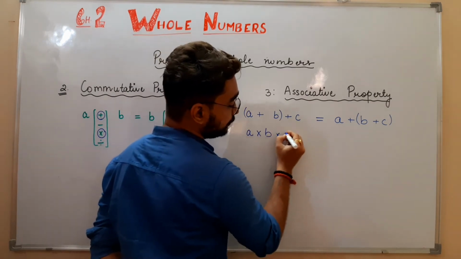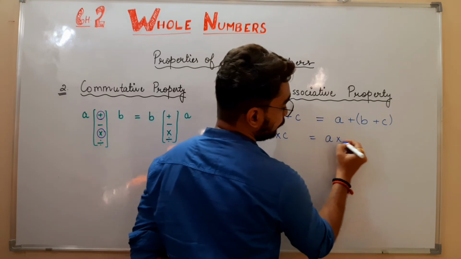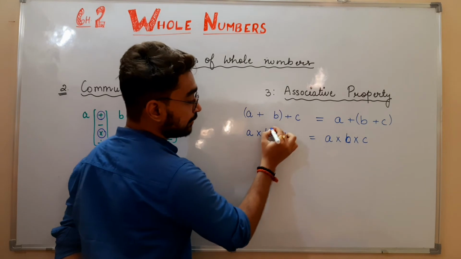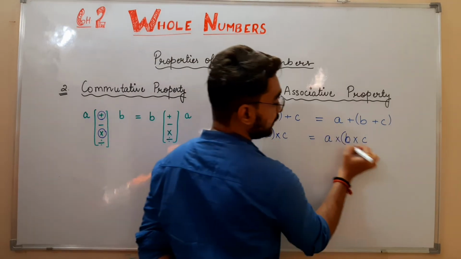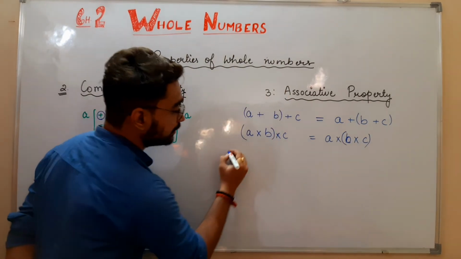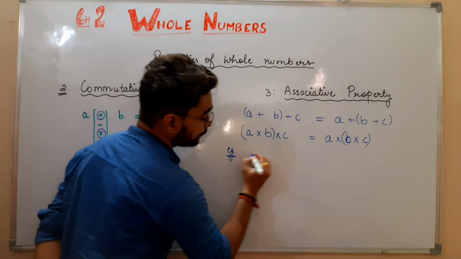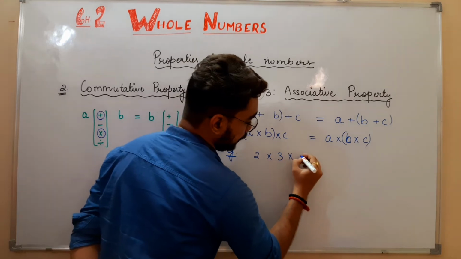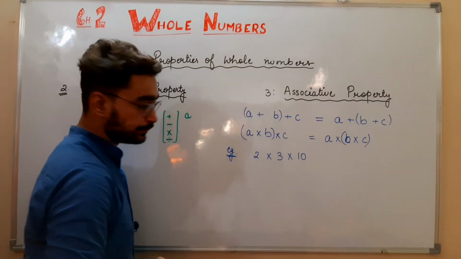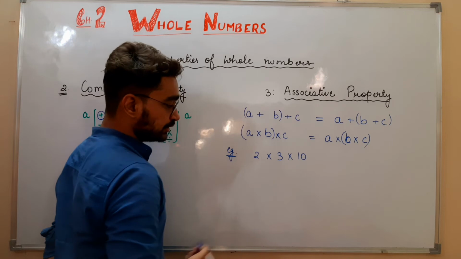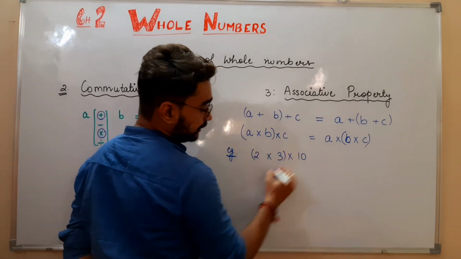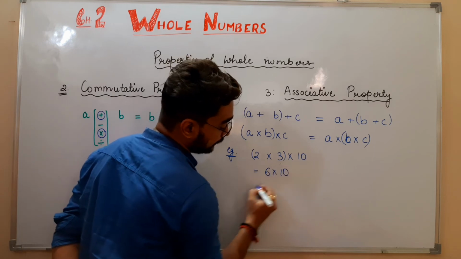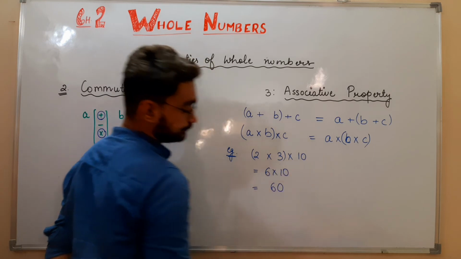The same case in multiplication also. A into B into C. It does not matter if I am multiplying these two first or if I am multiplying these two first. Take some numbers, for example, 2 into 3 into 10. First of all, let me check what is 2 into 3. 2 3s are 6, into 10 means 60.